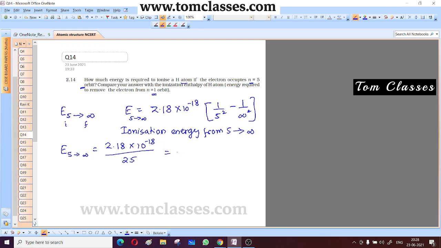So what is this value? Let's see, 2.18 divided by 25. This value is going to be 0.0872, into 10 to power minus 18 joules. So you can say 8.72 into 10 to power minus 20 joules. That much energy will be needed here. Is that okay?